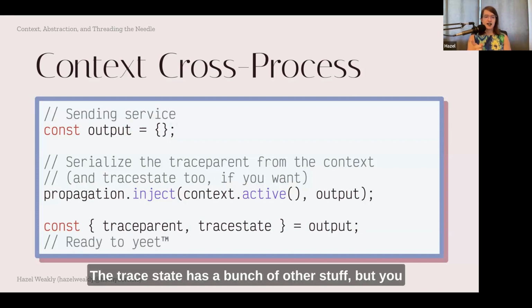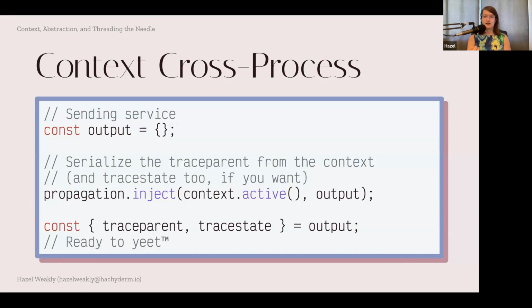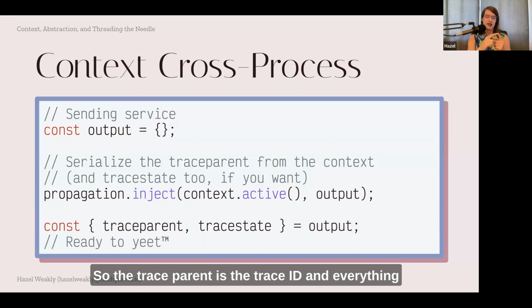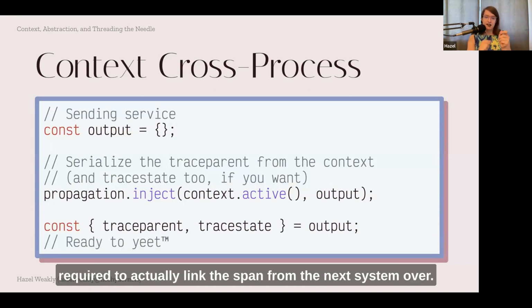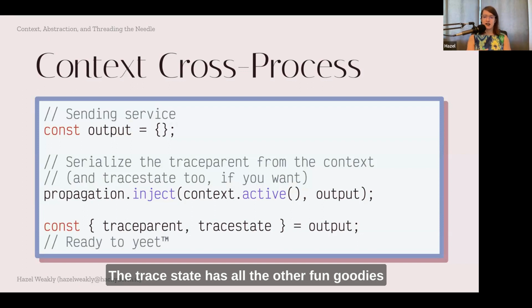The trace state has a bunch of other stuff, but you don't actually need it, and you may not want it. So the trace parent is the trace ID and everything required to actually link the span from the one system over. And the trace state has all the other fun goodies that you may want, but may not want. Some people I know have banned using trace state in context propagation because of issues it has that I'll get to later.